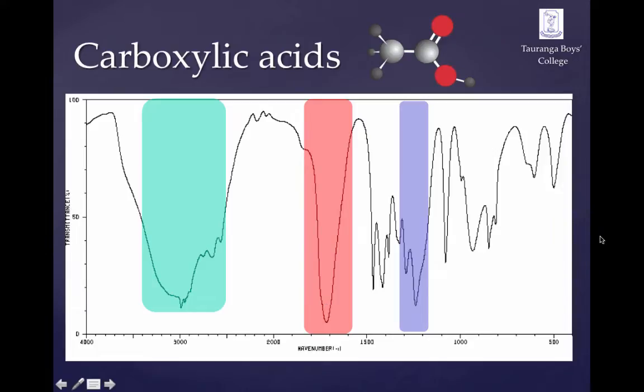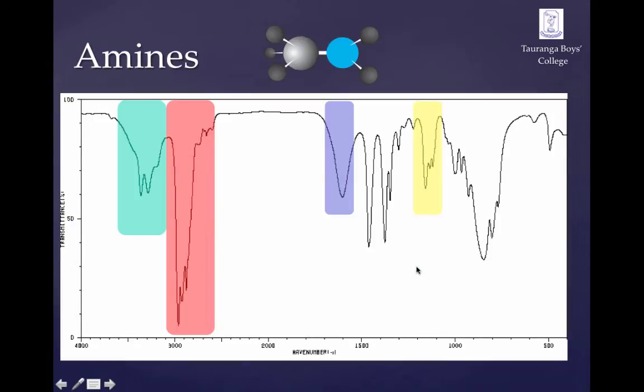Here is an example of a spectra for a carboxylic acid. You will note that there is a peak here around about the 3000 region, which is in green. This indicates the presence of that oxygen-hydrogen stretch. You'll note here the peak at around about the 1700 region. This is for the presence of the carbon-oxygen double bond stretch. And also in this purple region here, you've got a peak at around about 1300, which is the stretch for the carbon-oxygen bond.